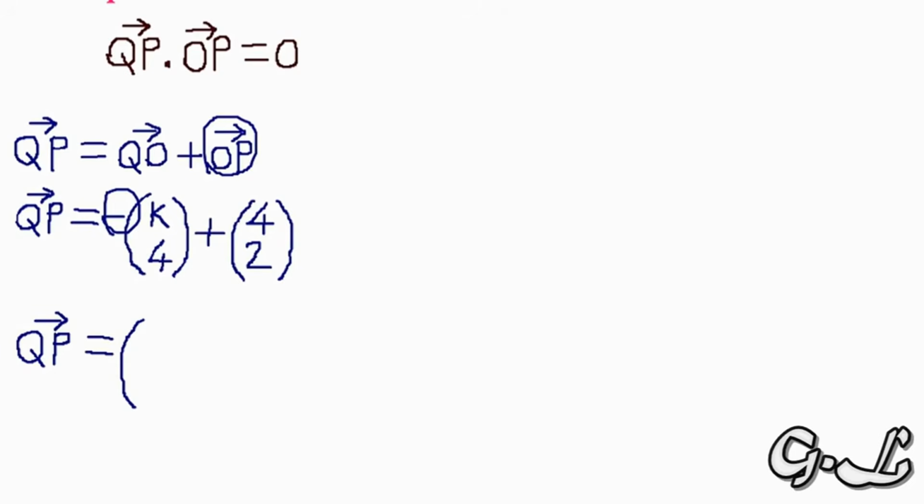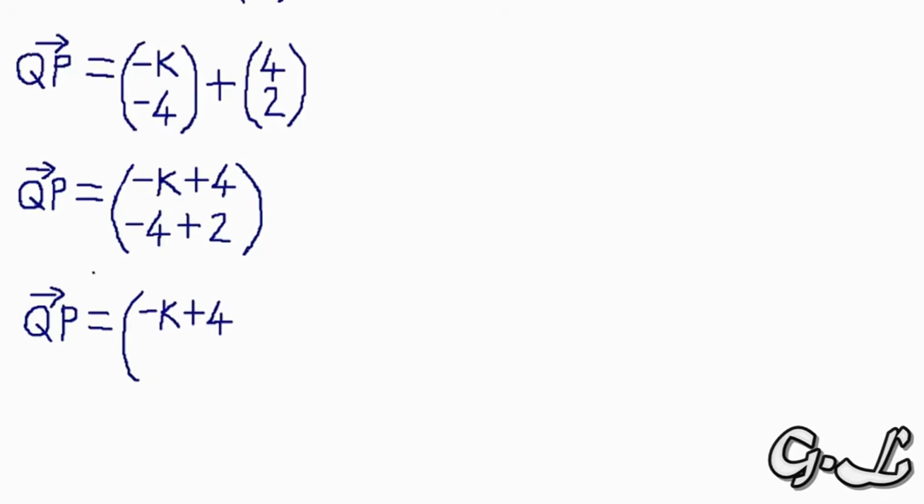And then the next thing is to do the simplification and the calculations. So vector QP is going to consider the top part. When you consider the top part, these are not like terms, so we can't easily add them. So it is going to be negative k plus 4. And then when you consider the terms which are at the bottom, negative 4 plus 2 is going to give you the value negative 2, simply because these two are like terms. So it is going to be like that.